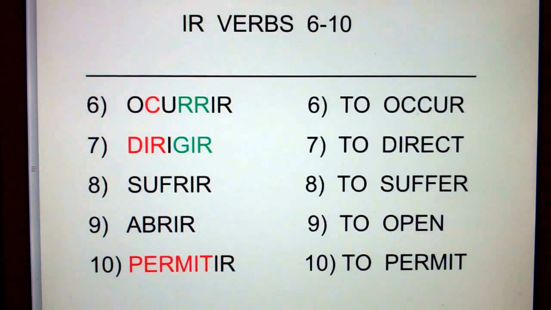All right, let's look at ocurrir, which is to occur. The problem my students have is, in English, it has 2 C's and 1 R. But in Spanish, it has 1 C and 2 R's. So be careful. In English, occur has 2 C's and 1 R, but it's the opposite in Spanish. In Spanish, ocurrir has 1 C and 2 R's.